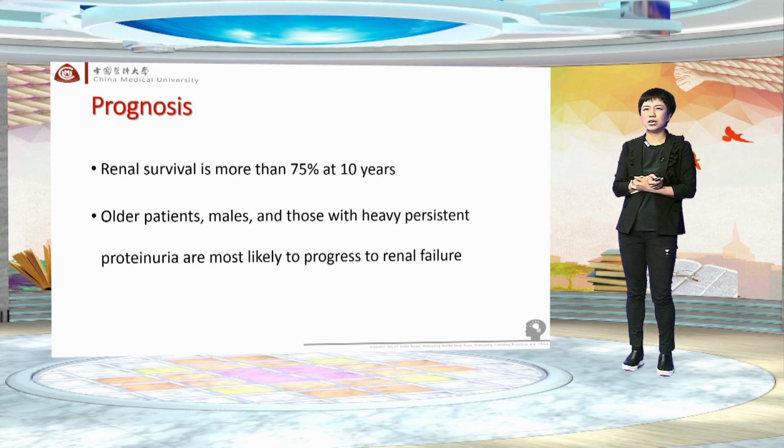In general, older patients, males, and those with heavy persistent proteinuria are most likely to progress to renal failure and hence to benefit from therapy.